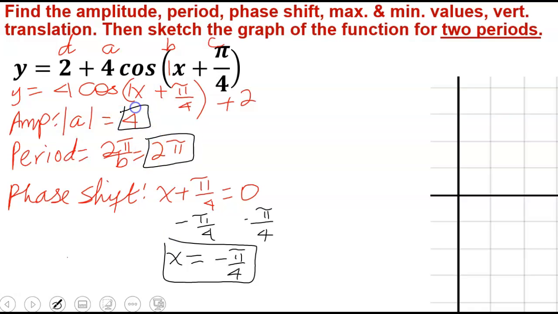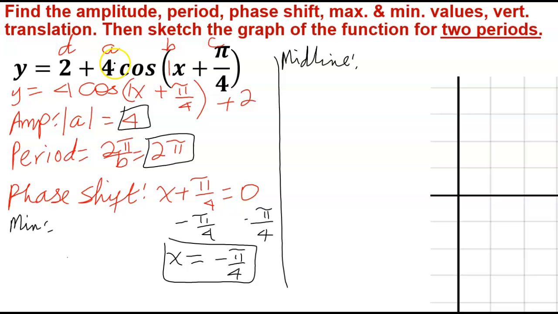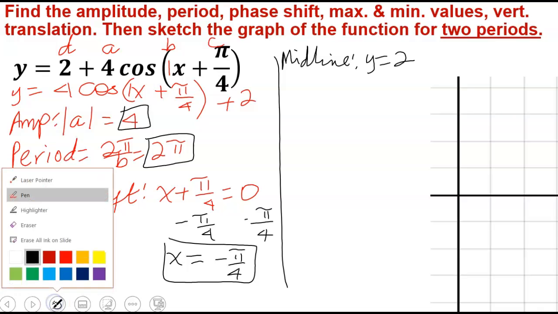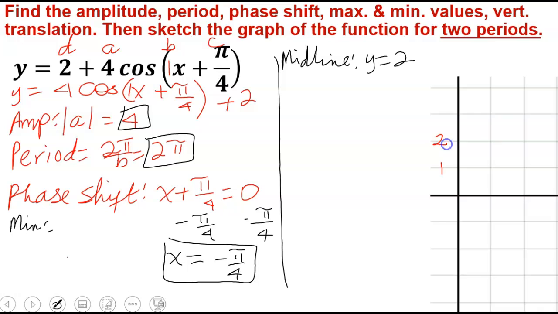So we have more space so we can talk about the minimum and maximum. Let's talk about maybe midline to start with. The midline is D. So it's going to be y equals 2. So which is the line. If this is 1, this is 2, this is 3, this is 4, we can have 5, 6, and 2. So the line that will pass through 2 like that will become our new 0.